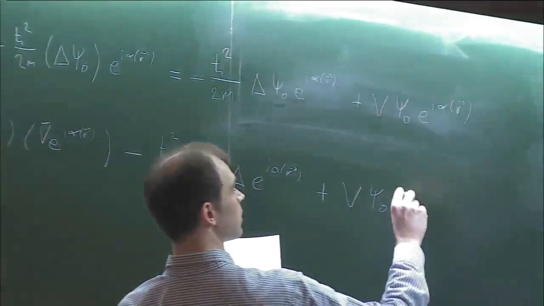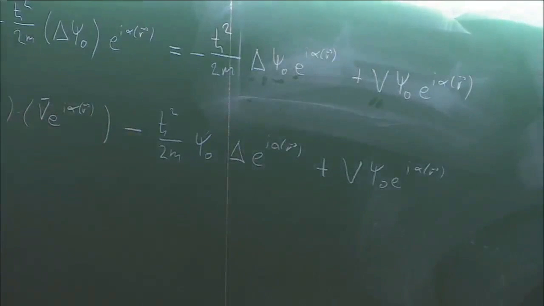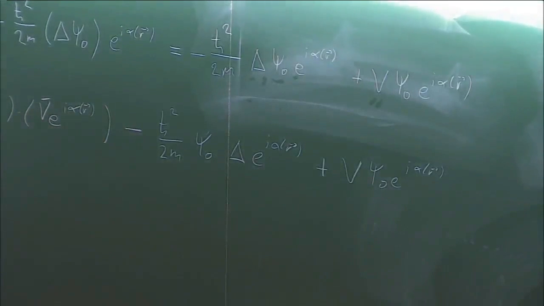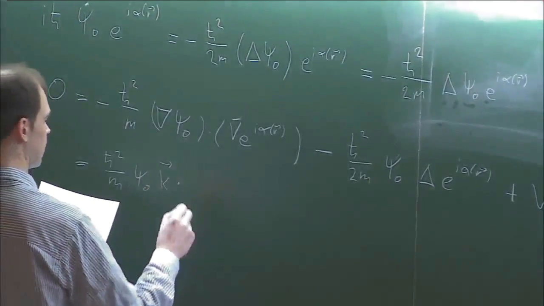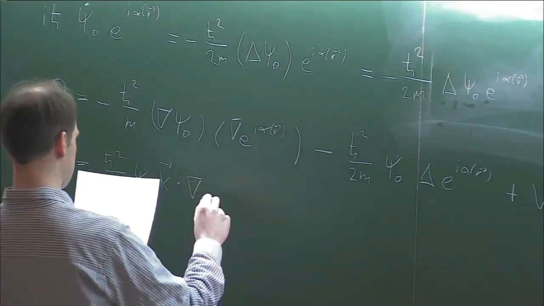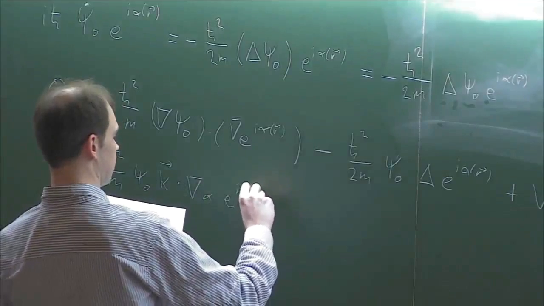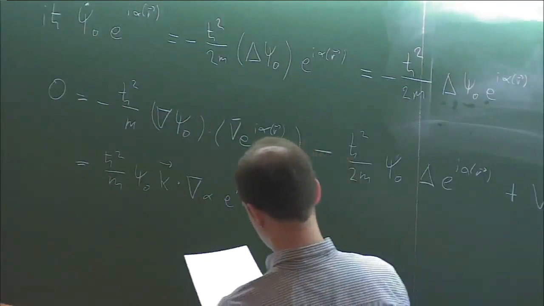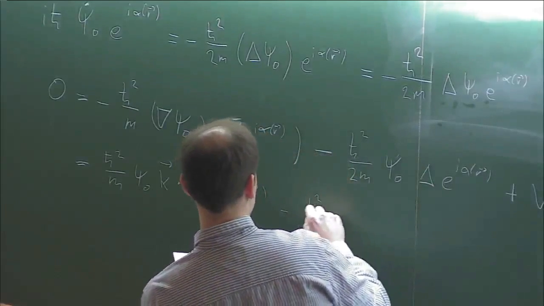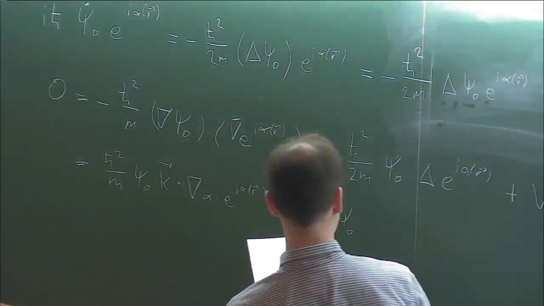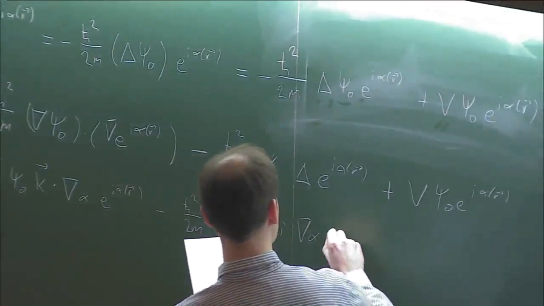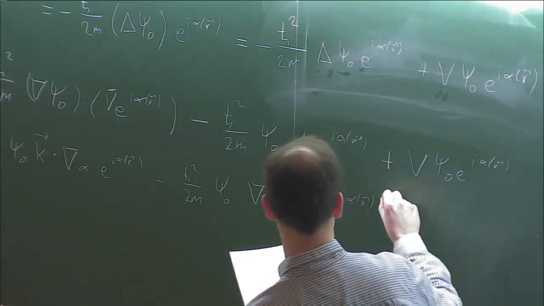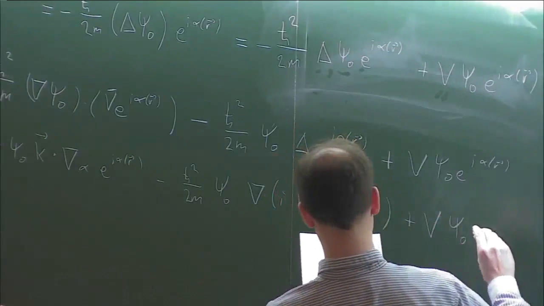plus V psi 0 e to the i alpha. Yes, and now we apply these derivatives, so we get h bar squared divided by m psi 0 k naught gradient alpha e to the i alpha of r, minus h bar squared divided by 2m psi 0, and then we get the gradient of i times gradient alpha e to the i alpha of r, plus, and this term we can just copy.